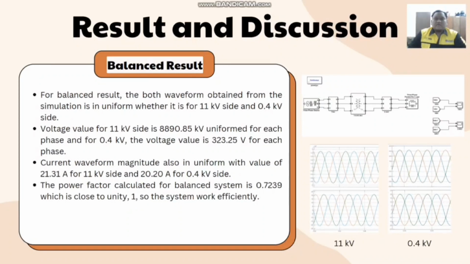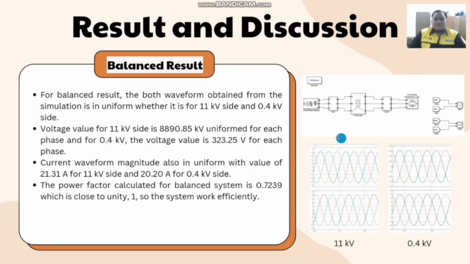Today I will present about the result and discussion for this project. The result is divided into two, which is the balanced result and the unbalanced result. For the balanced result, we can see from the simulation circuit, there is no fault block added into the circuit.